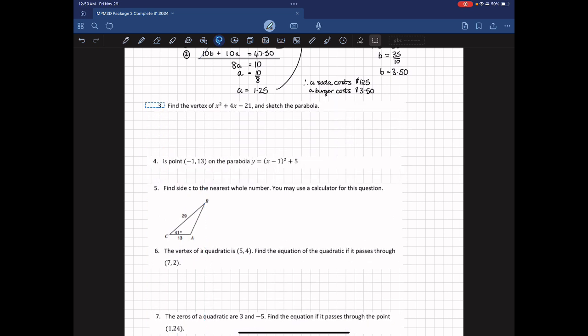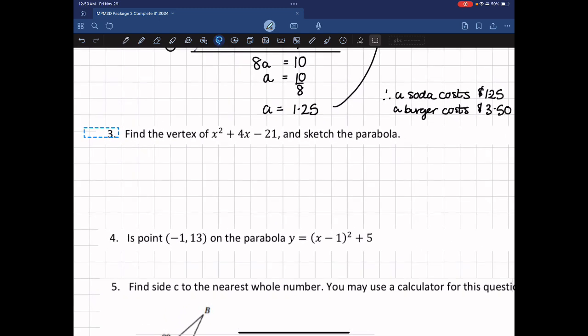Okay, this one. Find the vertex of this and sketch a parabola. So you can use that nice little shortcut method I told you about to find the axis of symmetry. X equals negative b over 2a. Or you could factor it. It's up to you. This is my a, my b, my c.